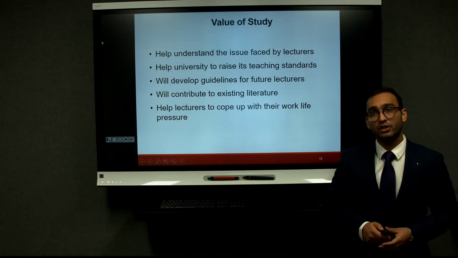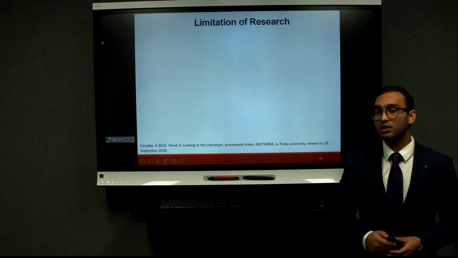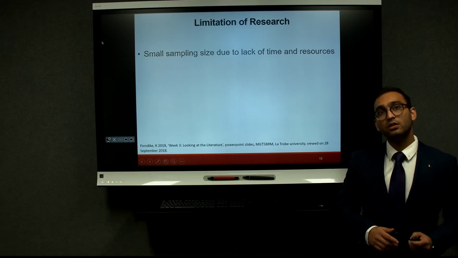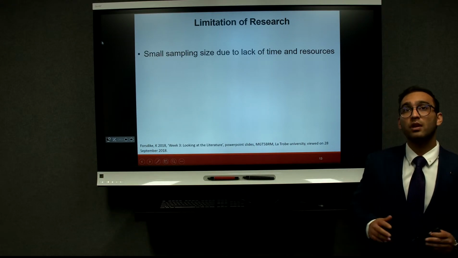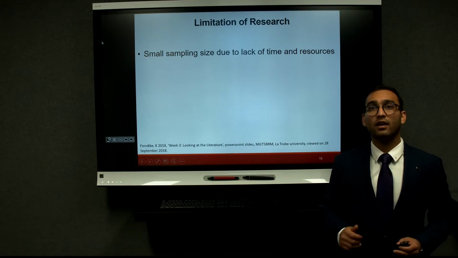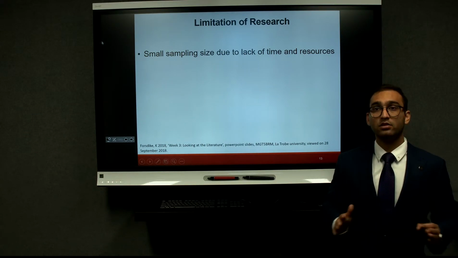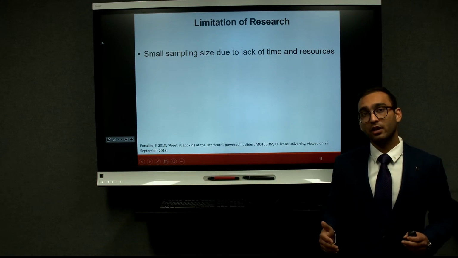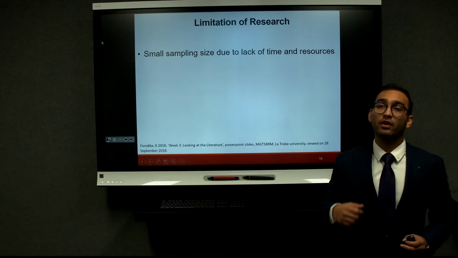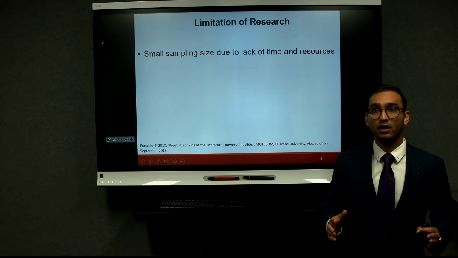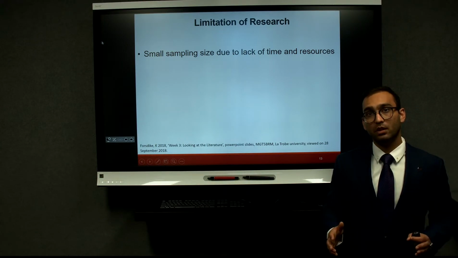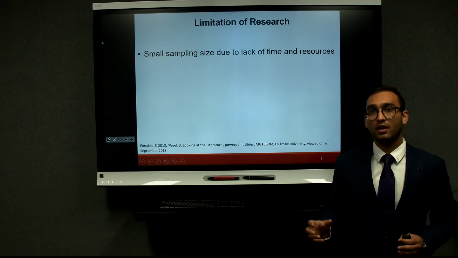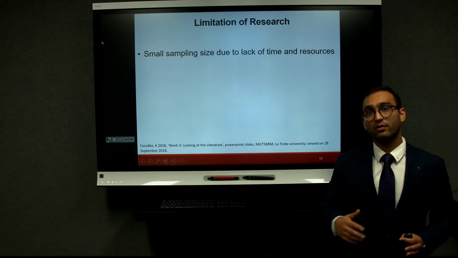Moving on to the limitations of this research. Just like any other research, this research has some limitations as well. The first limitation is the small sample size due to the lack of time and resources. As this research is supposed to be conducted in a very short period of time, I was not able to sample a lot of people for this research. Only a small size of 6 is what I'm considering to interview.